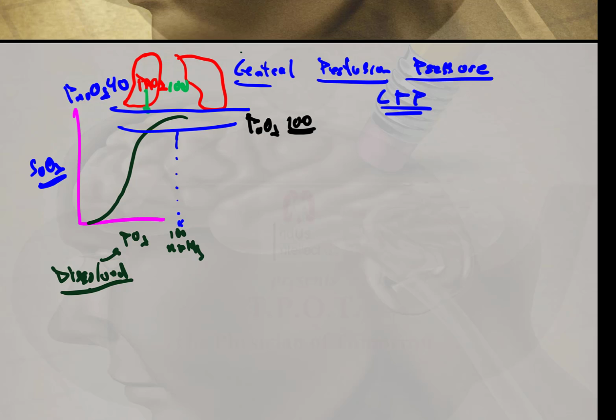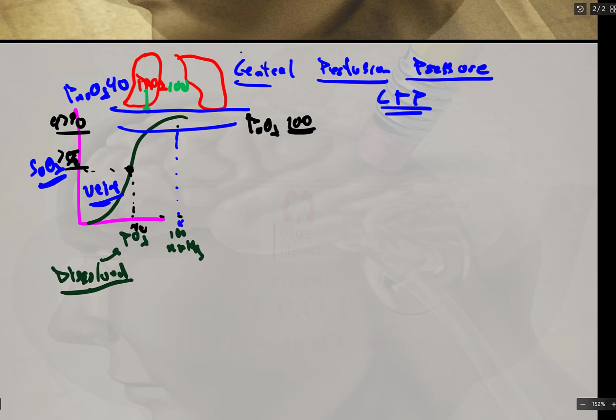That's where we are when we say PO2 of 100, and let's say that you drop down to PO2 of 40, and saturation of oxygen will be 75% versus 97%. So that would mean that we're in the veins.